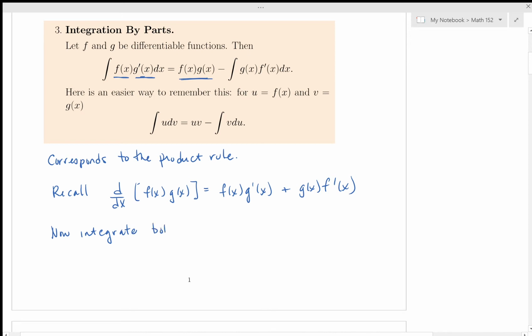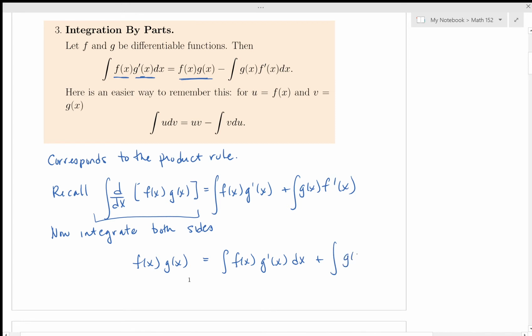Now integrate both sides. Okay, so I'm just going to go here like this, the integral, the integral, the integral, like that. And when I integrate the derivative here, I will simply get f of x and g of x. And then I will have here the integral of f of x g prime of x dx plus the integral of g of x f prime of x dx.